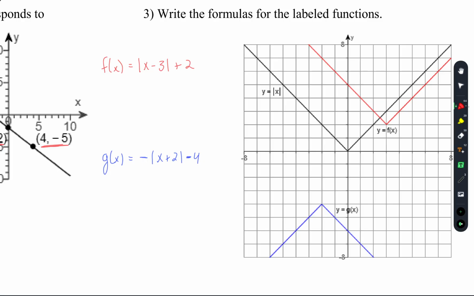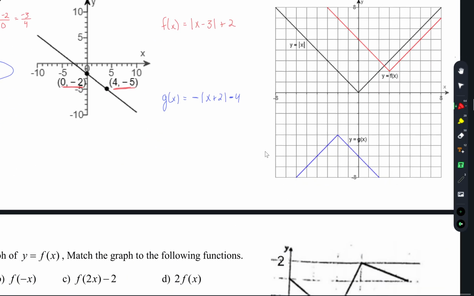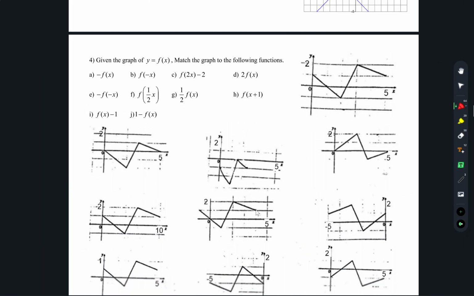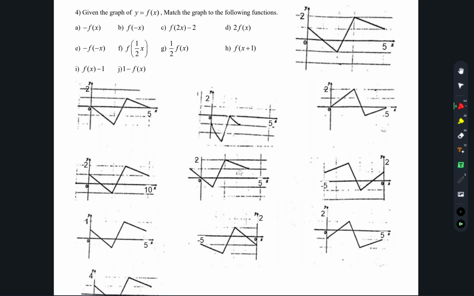The reveal. Okay, f of x, you're going right 3, up 2. Okay, g of x is reflected, so it is negative outside of absolute value. And you went left down. Alright, now the back. Okay, this is exactly what your matching quiz will look like.